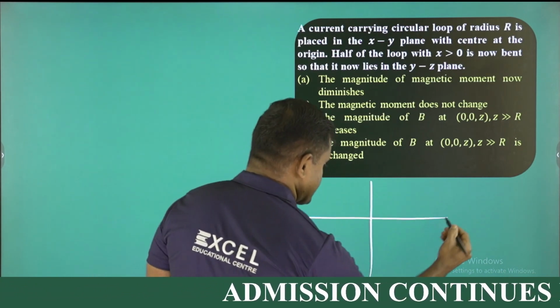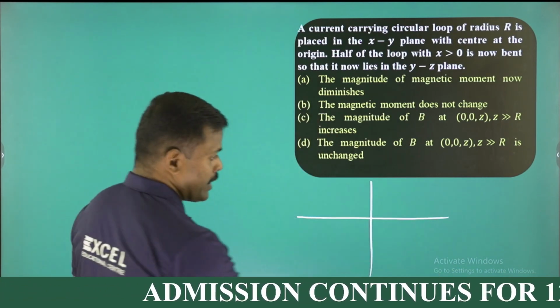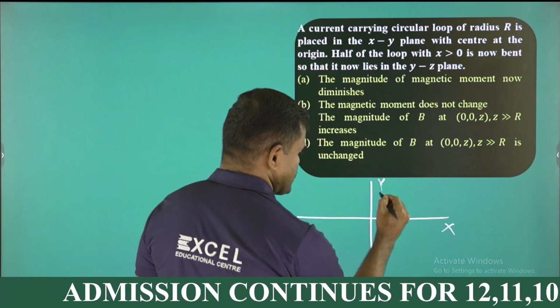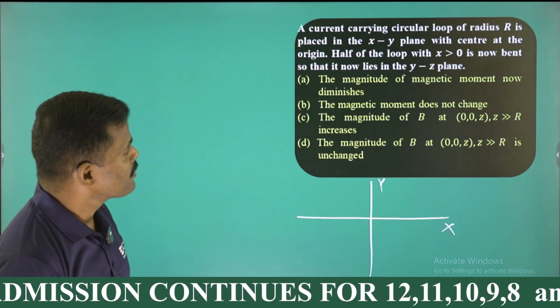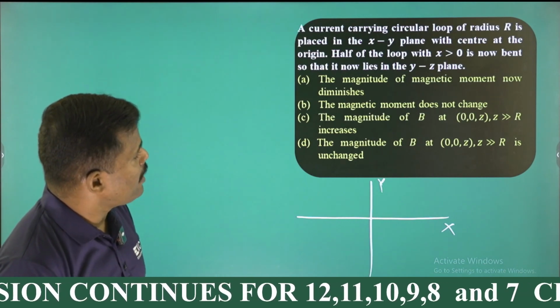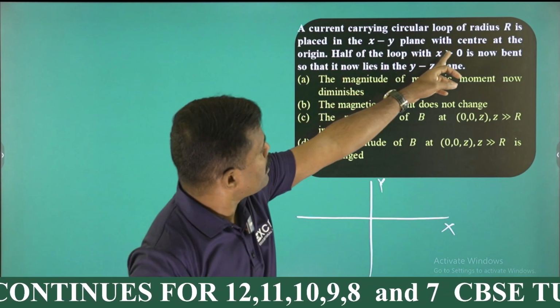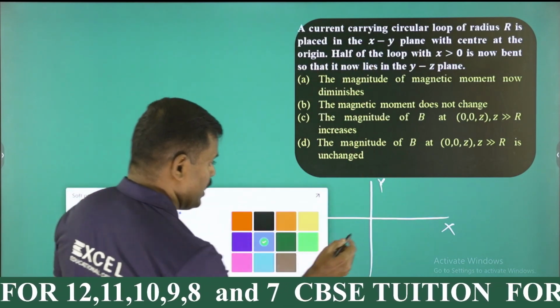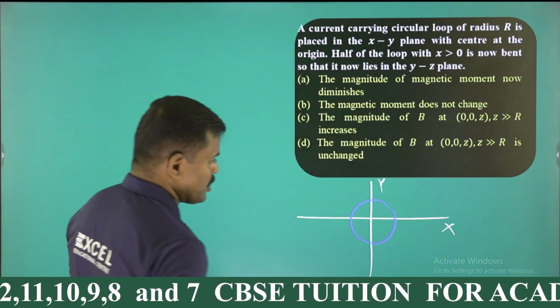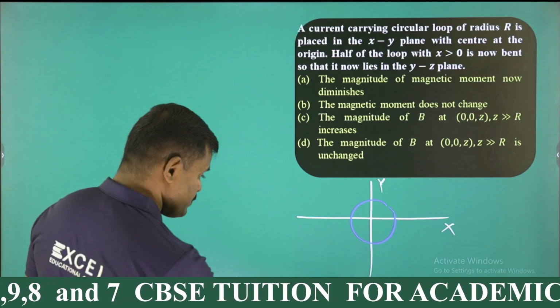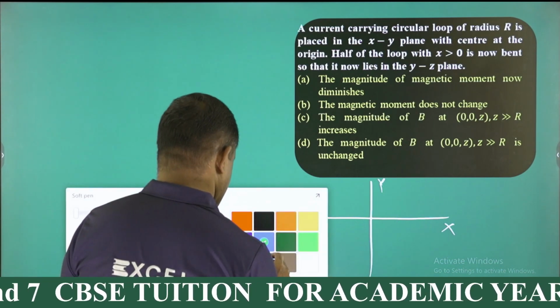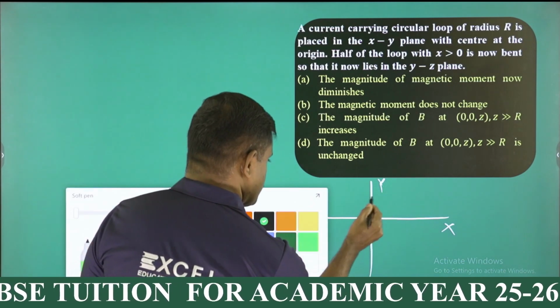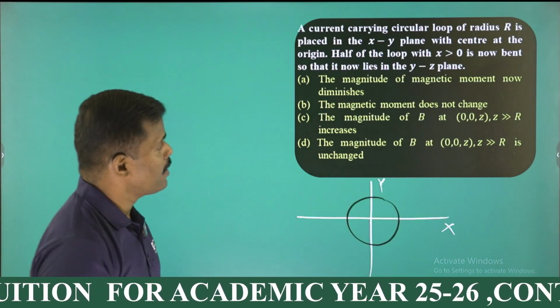This is x-axis, y-axis. So I got the xy plane. This is x, this is y. And right in the middle, in the xy plane with center at the origin, there is a circular coil whose center is at the origin, like this. As you can see, it's a circular coil.